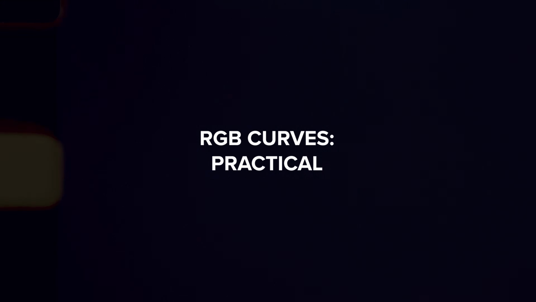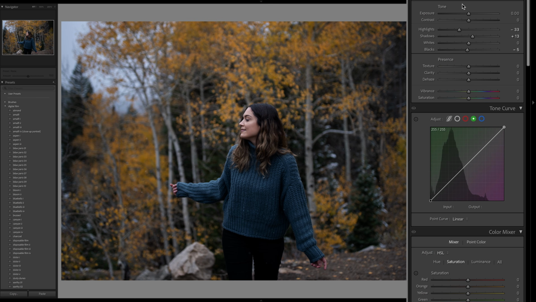So there are 2 main ways that I use the RGB channels. The first is in a practical way where it helps me fix color casts. So let's take this image for example. Since it was taken in the shade, it's looking a little too cool for my liking. I could bring out my white balance, but when I do that, it's going to affect my whole image, including the skin tones, which I don't want.